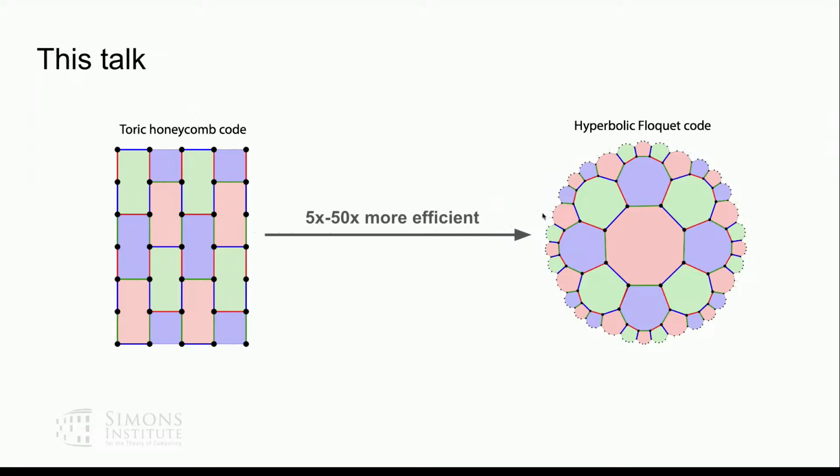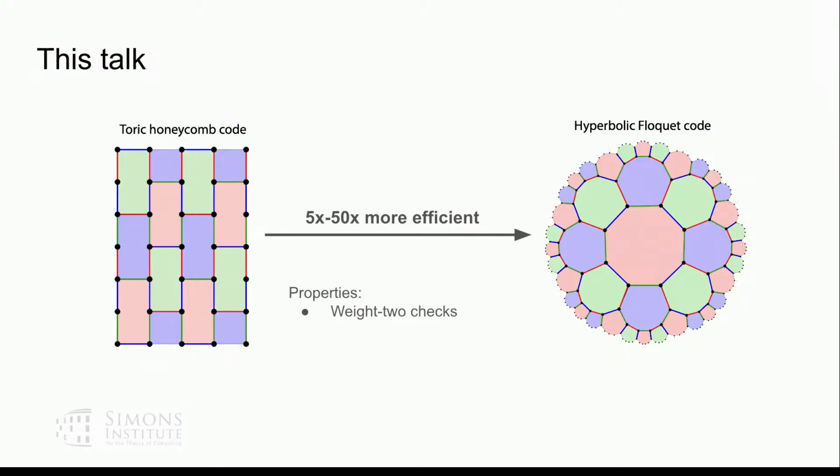So we take the toric honeycomb codes, and then we look at deriving these from more general closed hyperbolic surfaces. And the summary is that we find that these codes can be between 5 and 50 times more efficient than these toric honeycomb codes, depending on the exact details of the noise model, and up to 100 times more efficient than surface codes if you look at a pair measurement noise model.